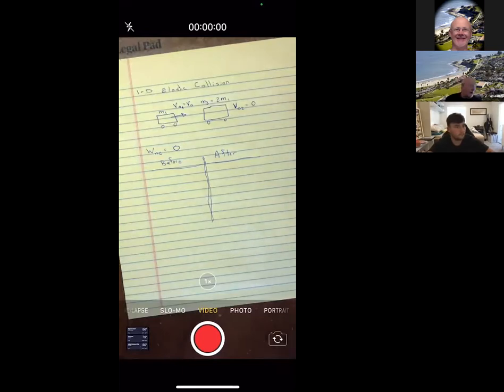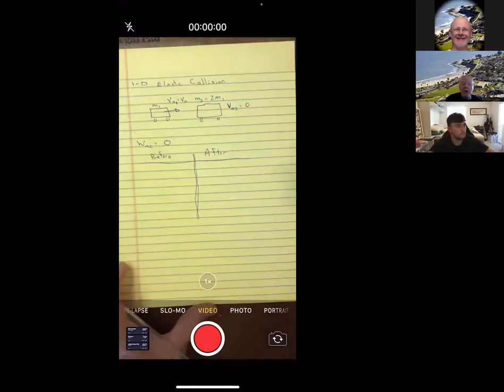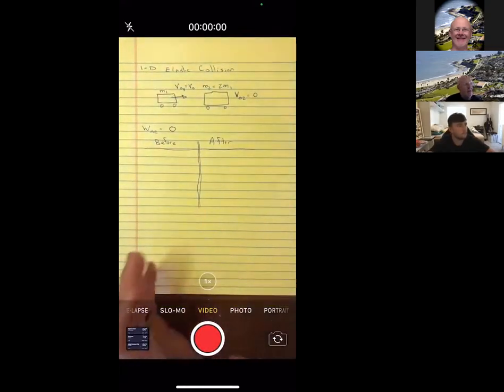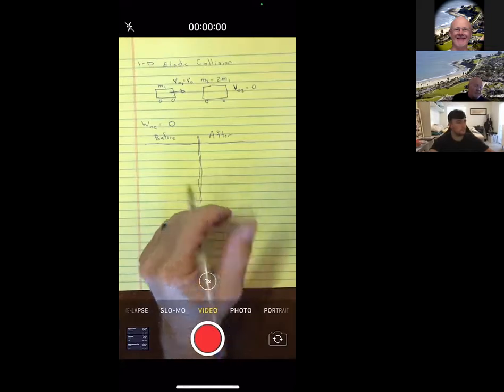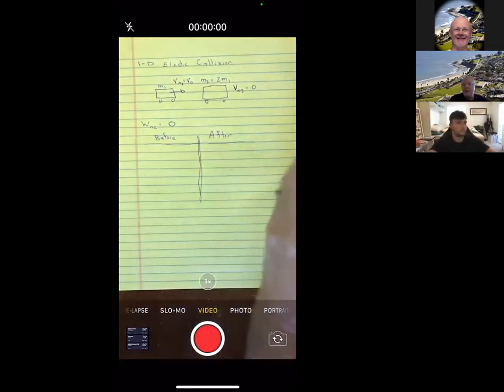Maybe I'll leave it at that. I won't show you the proof behind that, but just know this: if you're ever looking at a problem and they start saying, hey, you have a collision, know that if you look at the two together, the momentum before equals the momentum after. In other words, what one person loses, the other person gains.